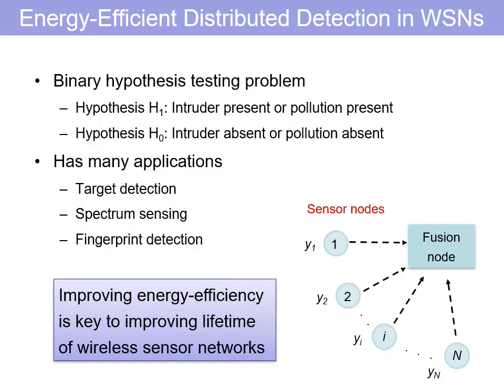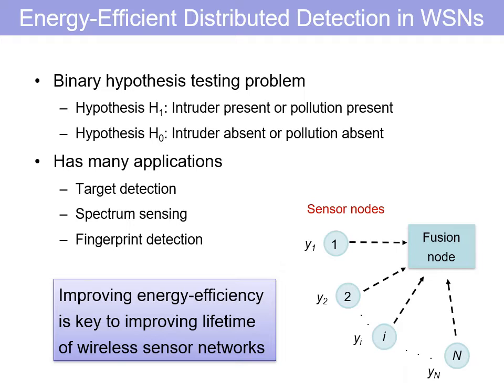So let me just set up the context for the problem. We're going to be looking at a fundamental problem in detection. That's the binary hypothesis testing problem. This has many applications, such as target detection. Is there a target present or not? Spectrum sensing, which means is there a primary that is transmitting or not? So that if the primary is off, you can transmit as a secondary. Fingerprint detection, and so on.